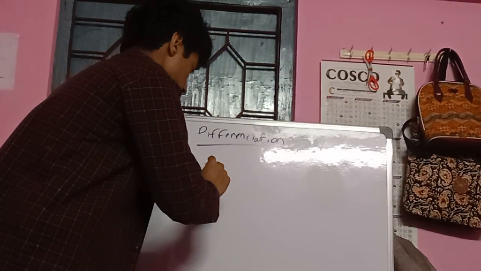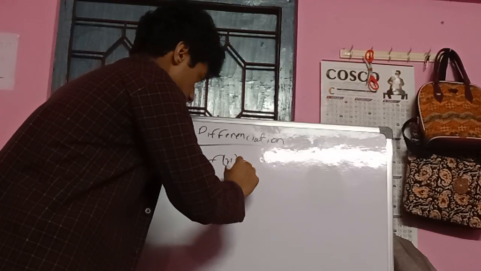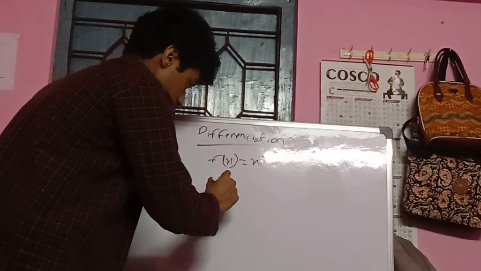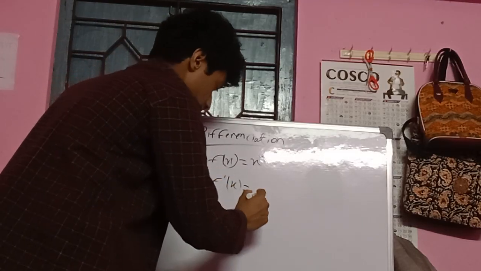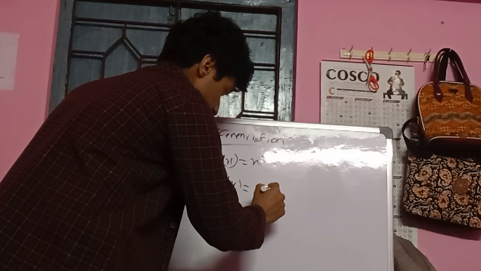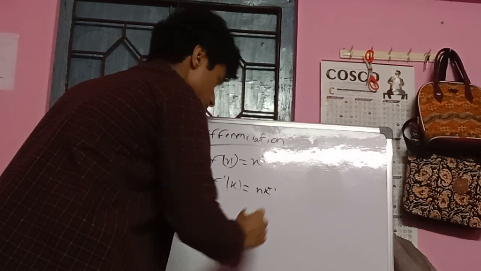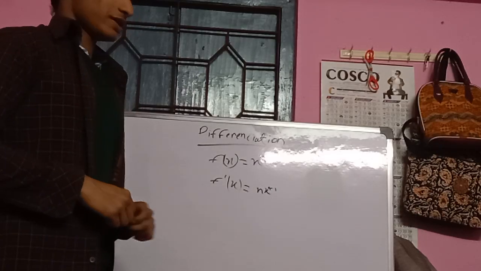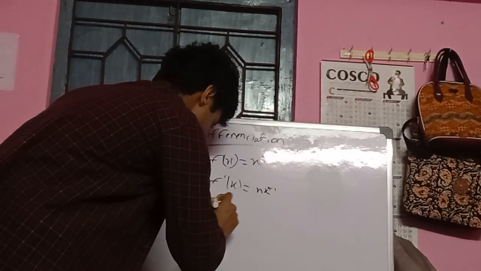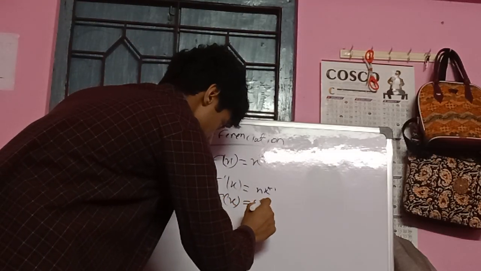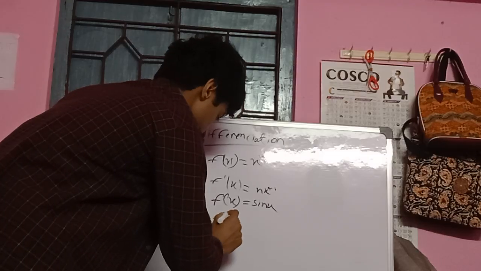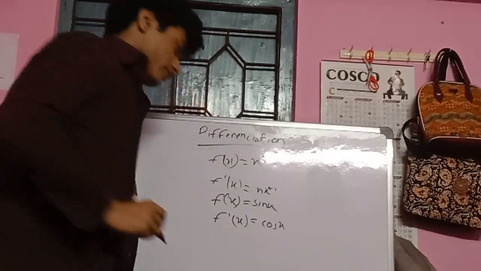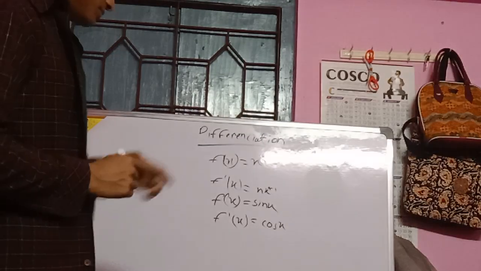Let's say we take a function f of x equals x to the power n. Differentiating this, f dash of x, you guys know would be n times x to the power n minus 1. You guys know that. But you guys don't know where this came from, right? You also know that if f of x equals sin x, then f dash of x would be cosine of x, or in short, cos x.